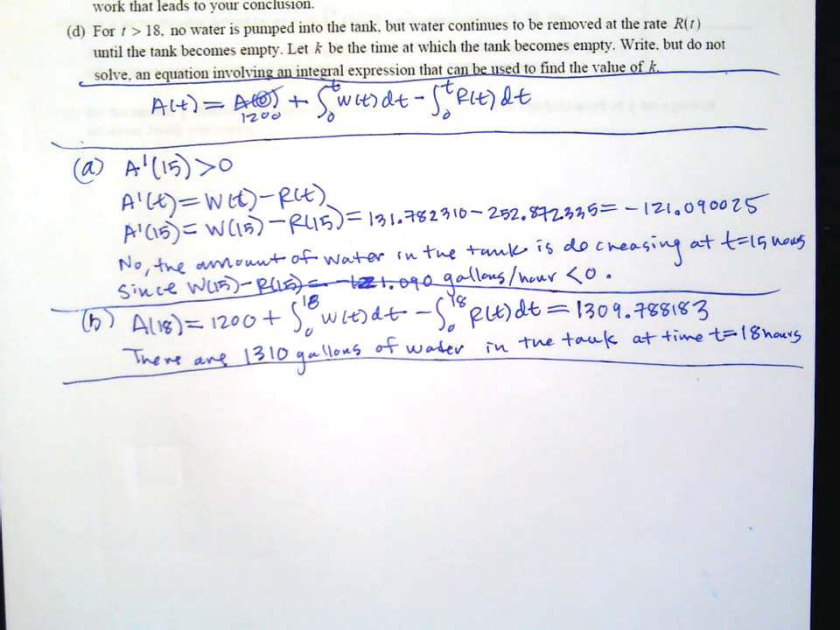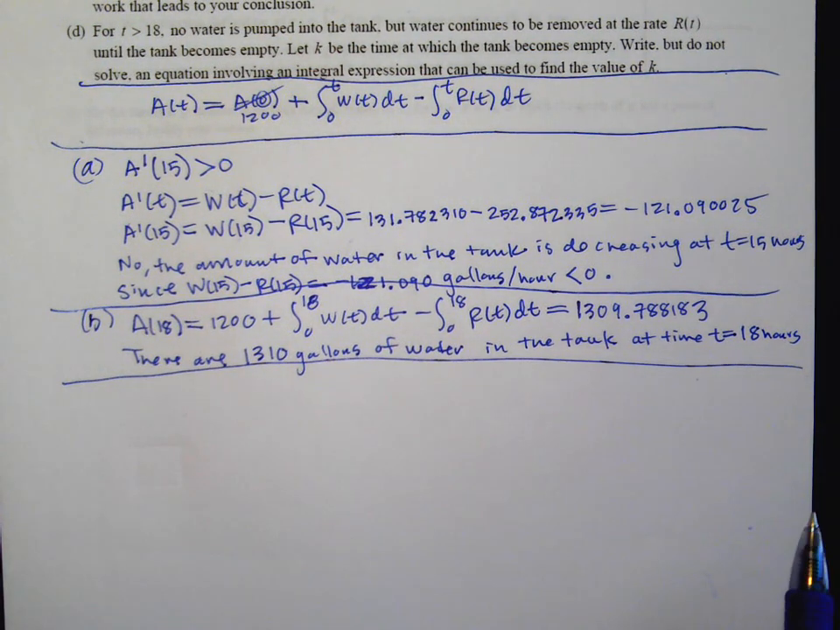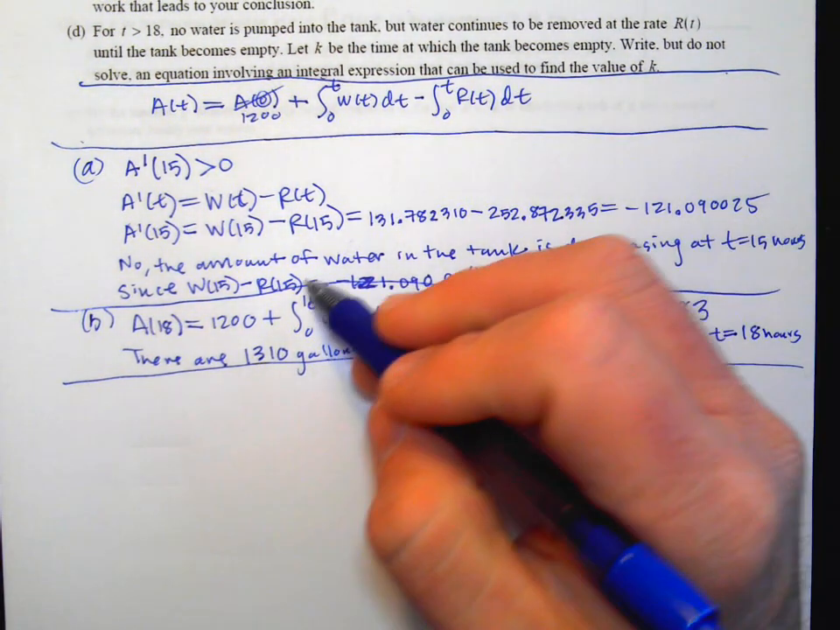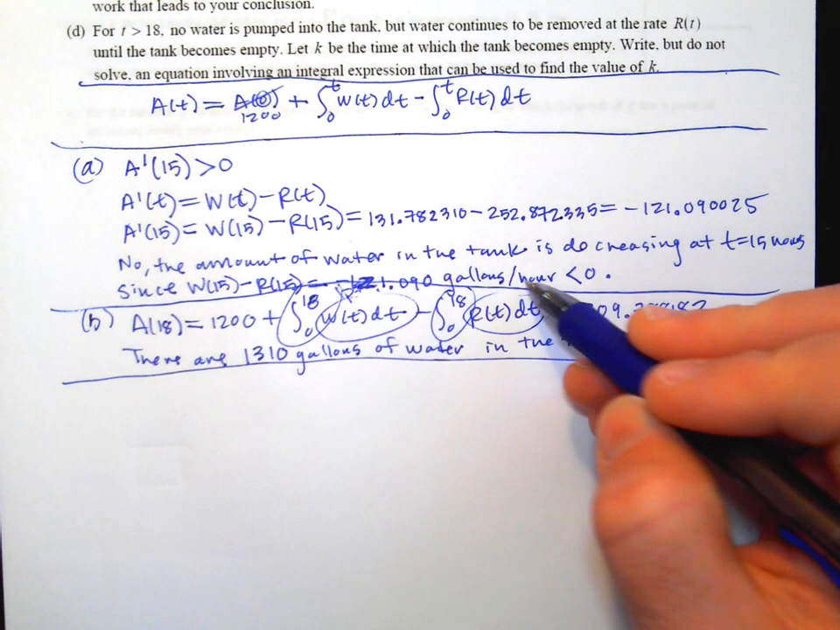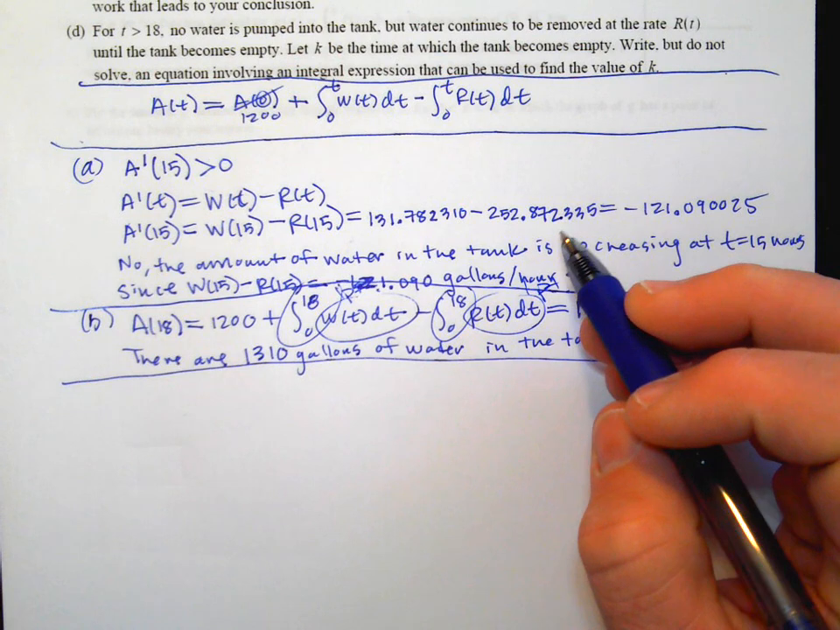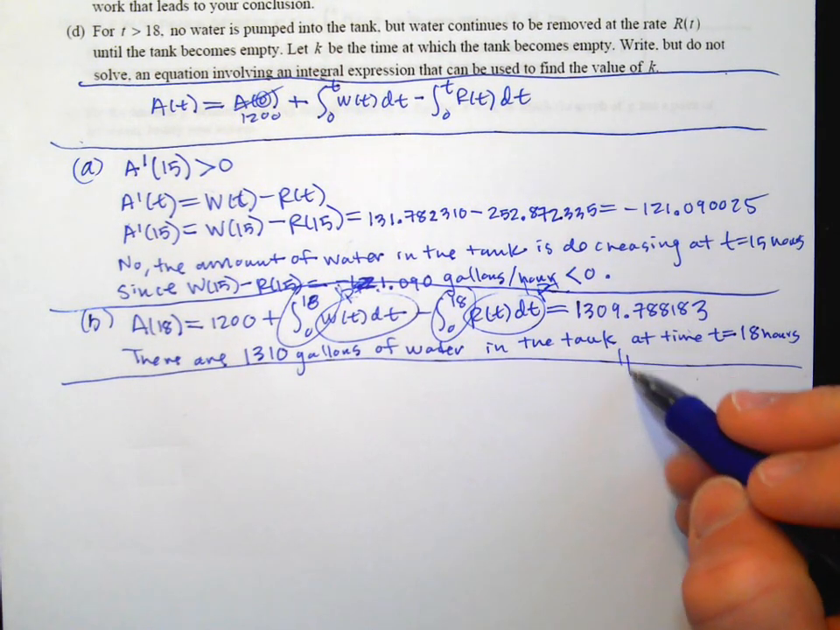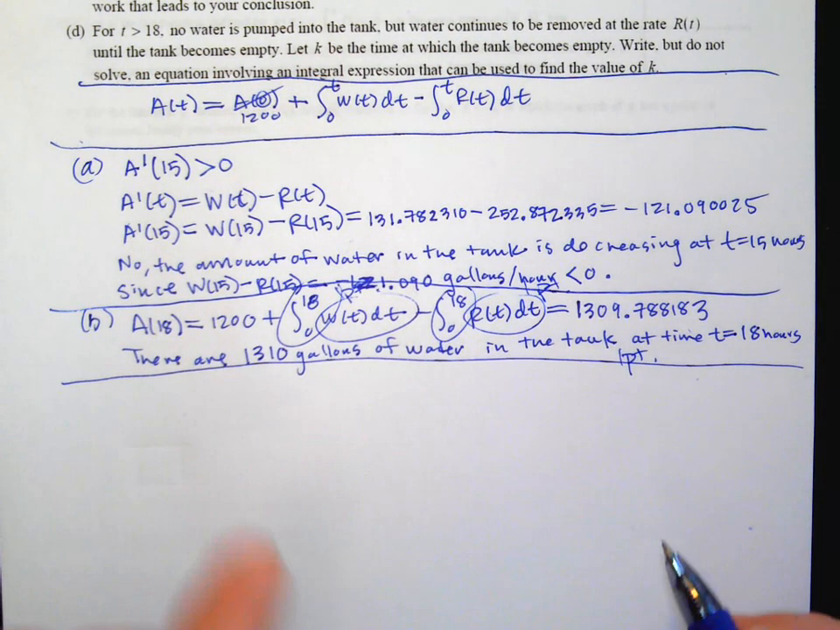Now, the points here: one point was for the limits, one point was for the integrand, one point was for the answer. Now, if you didn't round the answer to the nearest whole gallon, you lost that whole point. So that would stink.